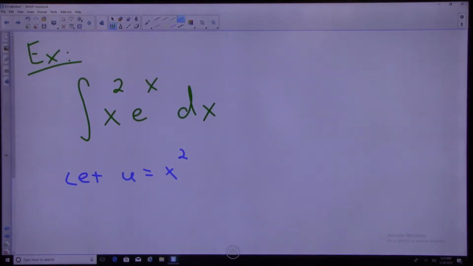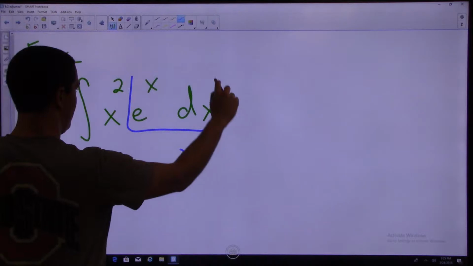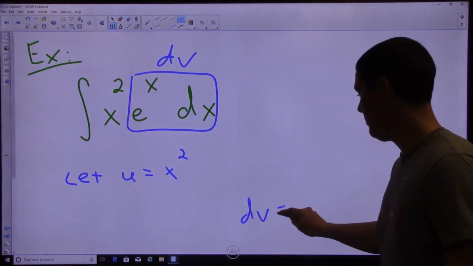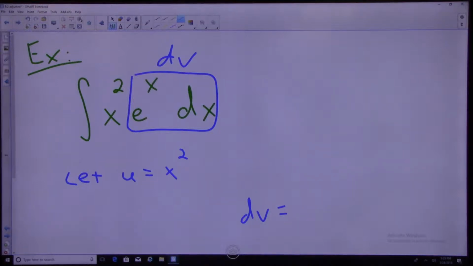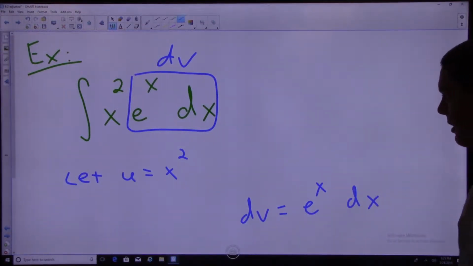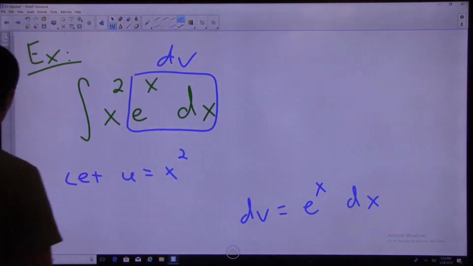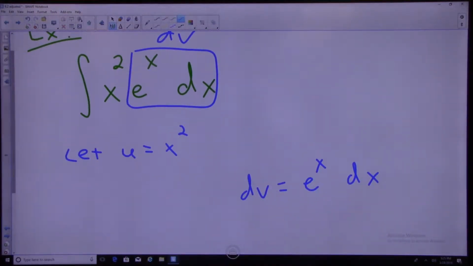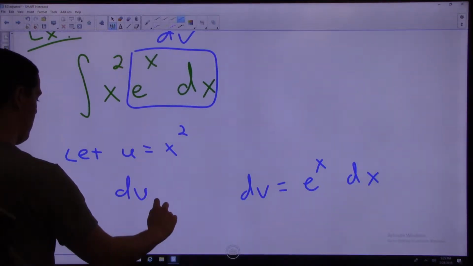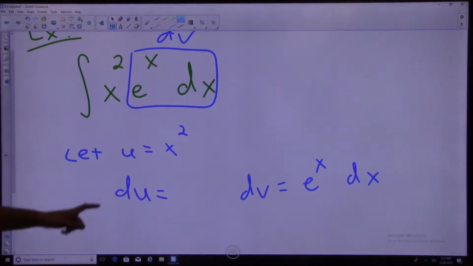Okay, and everything else, let's let that be dv. So that whole thing will be dv, which is e to the x dx. Before we use this formula, we're going to need to find du and also v. So what is du going to be?